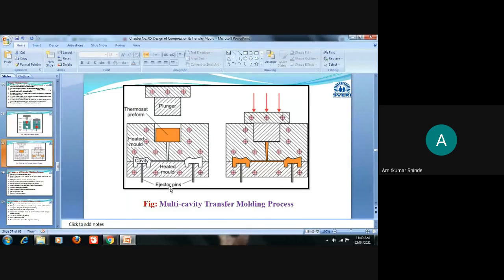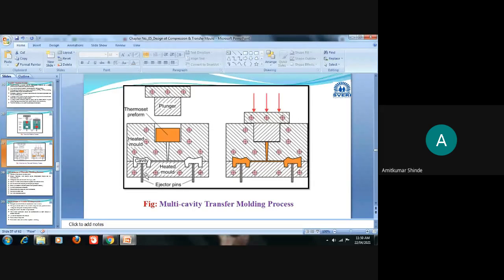Okay. Now, another function. This is the first function, removing the molded part from the mold safely, securely, without distorting or damaging. And another is that these ejector pins will help in providing the venting required. These are two important functions.